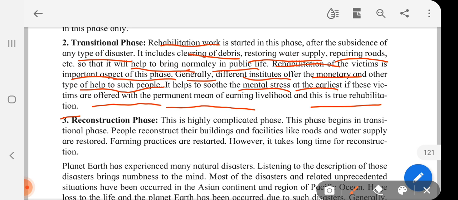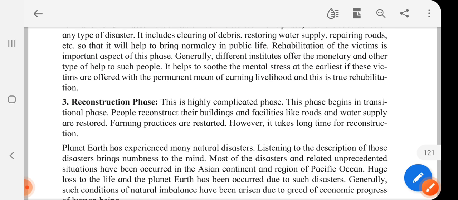So in this phase, rehabilitation work is carried out, and as the disaster subsides it gets reduced to a certain extent, and people's lives are brought to normalcy. Now how do they do that? They do it by clearing of debris, restoring water supply, and then there are some institutes or organizations which help them in an economic way, to soothe their mental stress, and this is actually true rehabilitation.